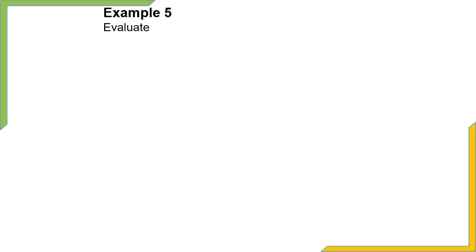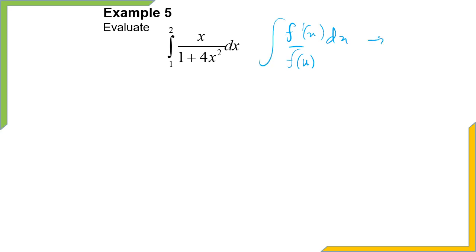So example 5. Evaluate integration of x over 1 plus 4x squared with respect to x from 1 to 2. Okay, so how do we integrate? We don't have any quotient rule or anything, but this is in the form of a fraction. So we can either apply the formula of the integration of f prime x over fx, or you can apply the substitution method. So either one. If you want to apply the first special formula, what we need to do is to check what is our fx. If you want to use substitution, we need to determine what is our u.